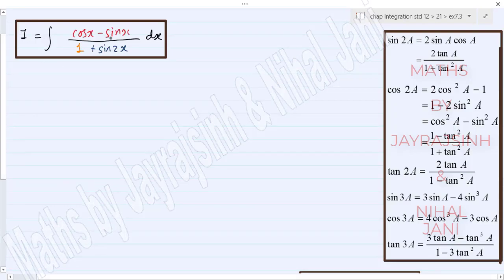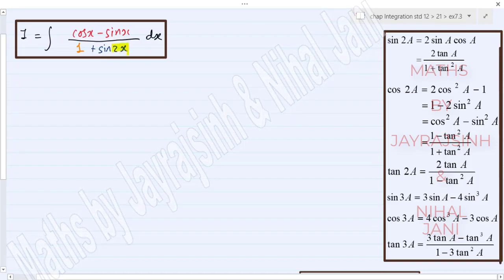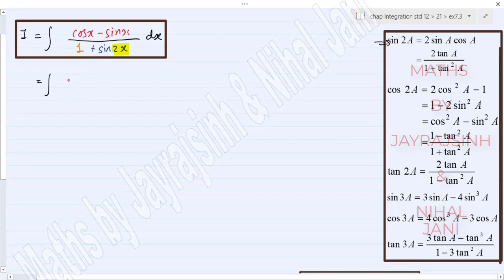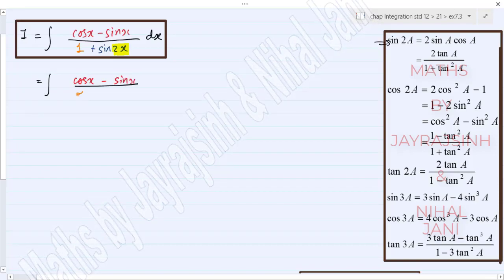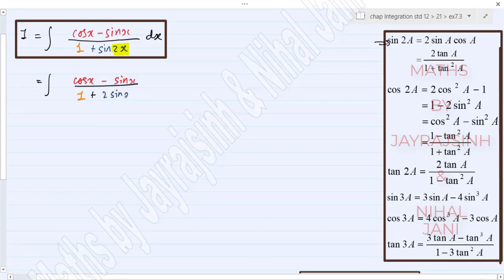Here we have to integrate cos x minus sin x upon 1 plus sin 2x. As you can see, we have trigonometric terms with different angles. So let's try to convert this 2x in terms of x. We have to reduce the order of sin 2x, so let's use the formula of sin 2x. This cos x minus sin x upon 1 plus sin 2x will be converted into 2 sin x cos x.